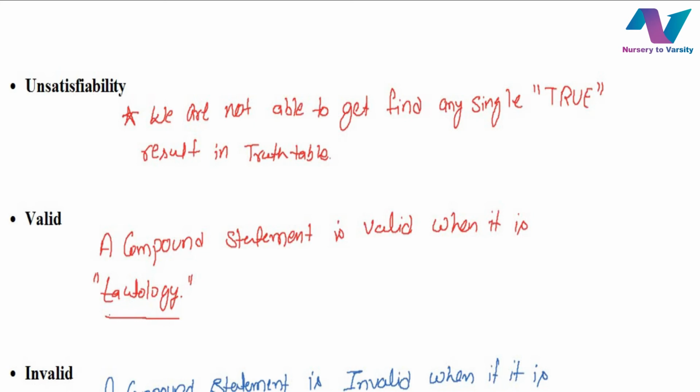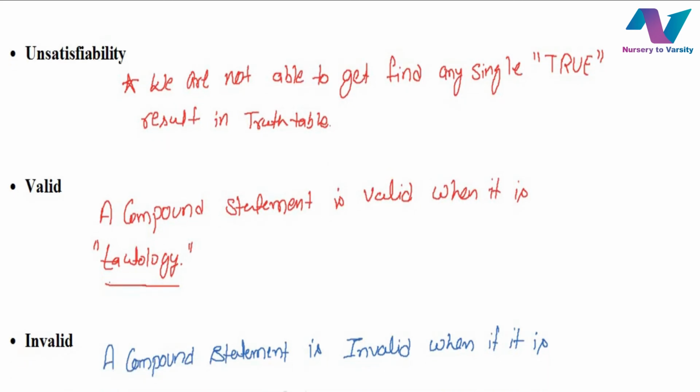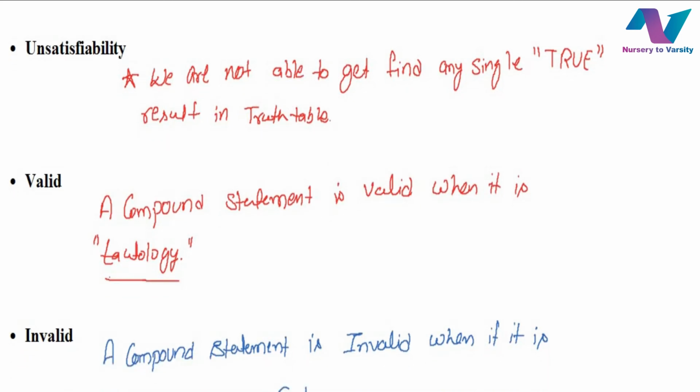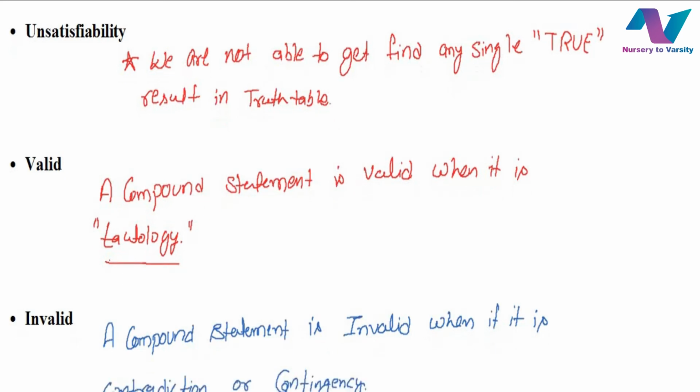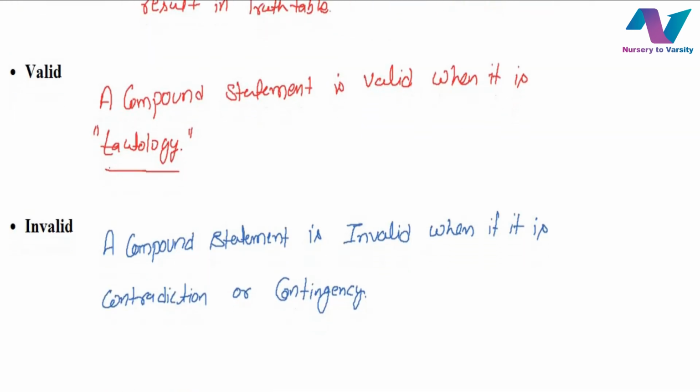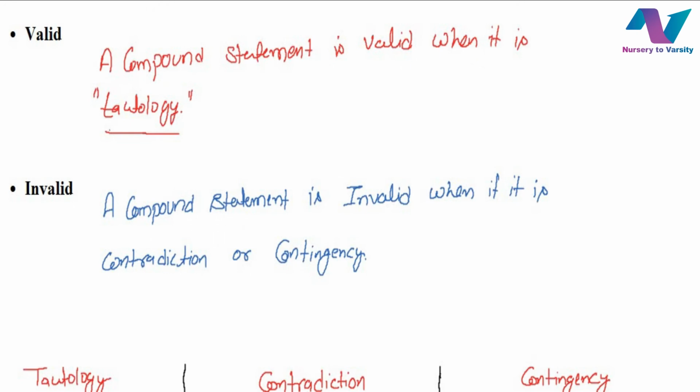Now we have two more definitions, that is valid or invalid. A compound statement is valid when it is a tautology. It means if we are getting all true values, then along with the tautology we can say the given statement is valid. And a compound statement is invalid when it is a contradiction or contingency. So this is about the invalid statement.